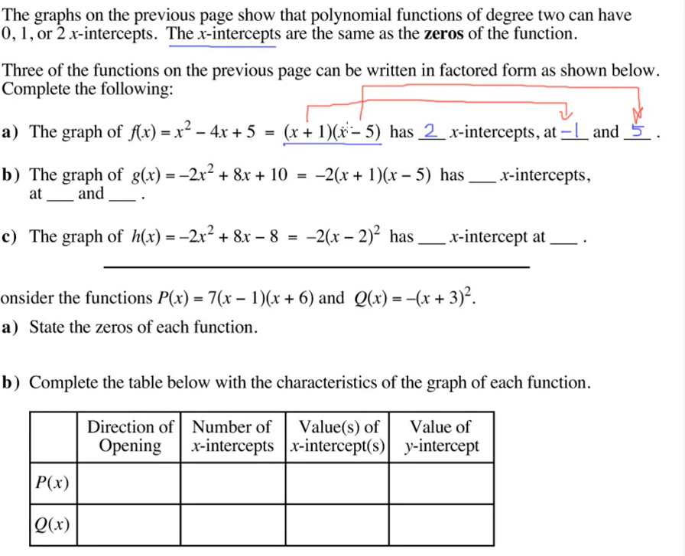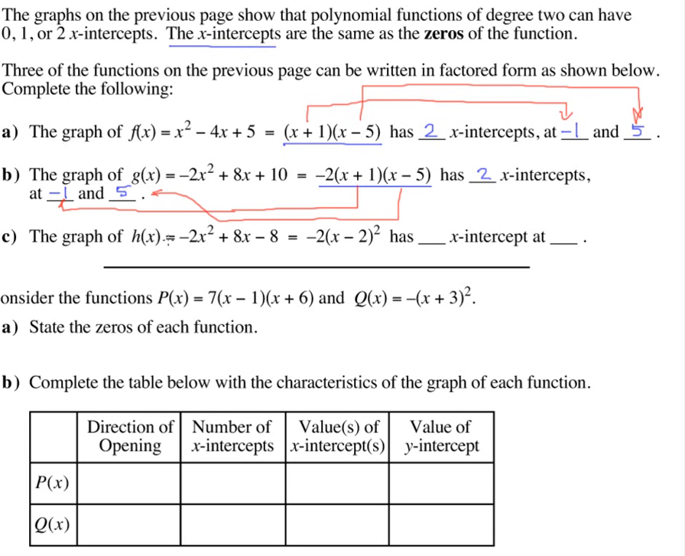If you look at g of x, which was the big parabola that opened downward, they factored that and it came out to -2(x + 1)(x - 5). It also had two x-intercepts and they were also at -1 and 5. Again, the factors that you're able to pull out of this seem to have a pretty tight relationship with the x-intercepts of the graph.